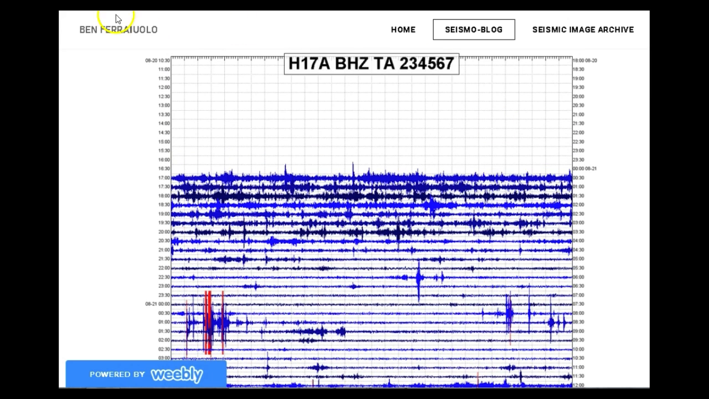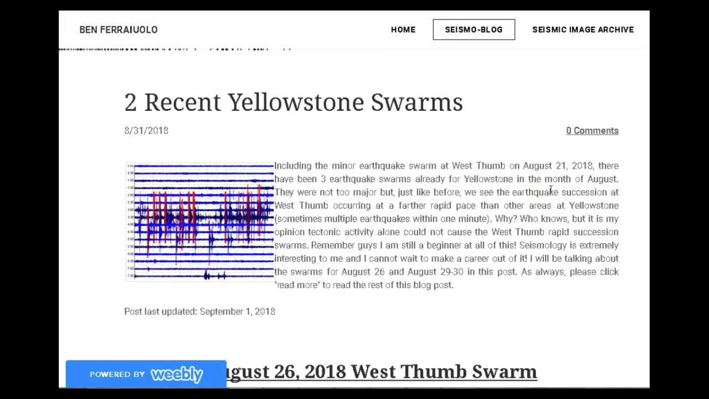Now, let's talk about the other 2 swarms real quick. Here we are at the other article. 2 recent Yellowstone swarms. Including the minor earthquake swarm at West Thumb on August 21st, 2018, what I just talked about, there have been 3 earthquake swarms already for Yellowstone in the month of August. They were not too major, but just like before, we see the earthquake succession at West Thumb occurring at a far more rapid pace than other areas at Yellowstone, sometimes multiple earthquakes within 1 minute. Why? Who knows, but it is my opinion tectonic activity alone could not cause the West Thumb rapid succession swarms.